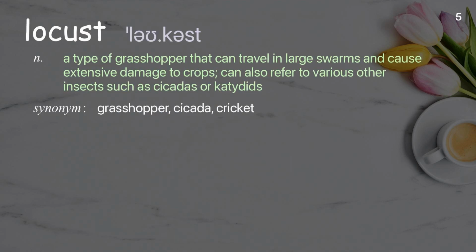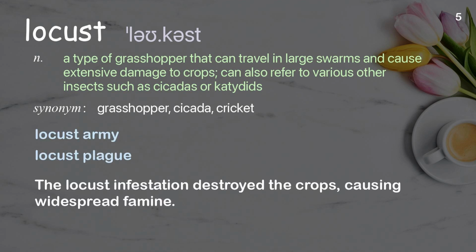Locust. A type of grasshopper that can travel in large swarms and cause extensive damage to crops, can also refer to various other insects such as cicadas or katydids. Examples: Locust army. Locust plague. The locust infestation destroyed the crops, causing widespread famine.